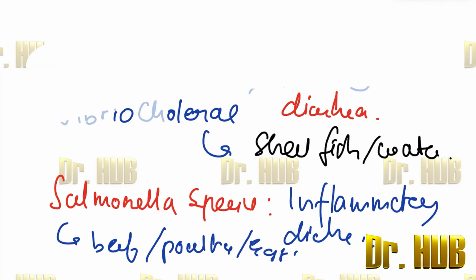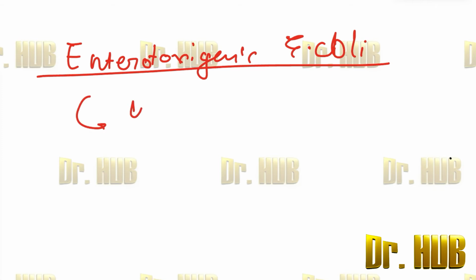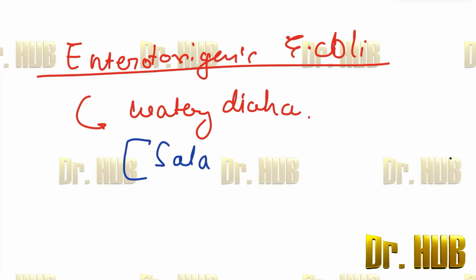Next, we move on to enterotoxigenic Escherichia coli. Here again it presents with watery diarrhea. And the source of contamination will be salads, cheese and meats.